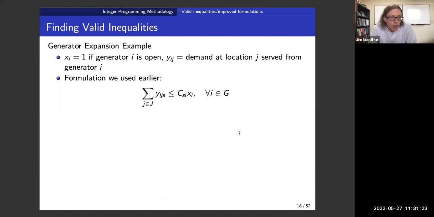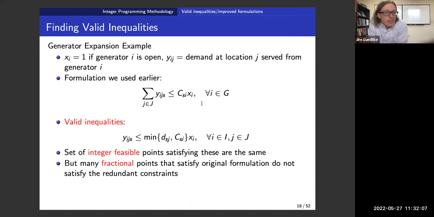For finding valid inequalities, I'll go back to the generator expansion example to give an idea of where these might come up in problem-specific contexts. We have these variables, remember, that are binary variables. If generator i is open, x_i is equal to 1. And these y_ij values are how much demand at location j is being sent from generator i. In our formulation, for each scenario and for each generator, we had a constraint that looks like this, where the capacity C_si is the capacity in scenario s. If x_i is 0, then we can't send anything from there, but if x_i is 1, we send this amount. This worked for creating a formulation.